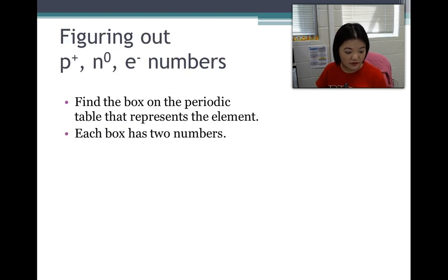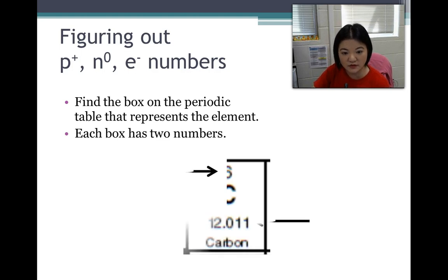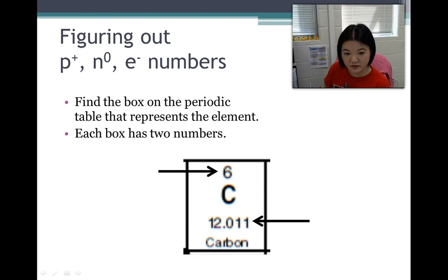Okay, this is how you figure out the numbers of protons, neutrons, and electrons in an atom. You got to find the box on the periodic table for the element that you are looking for. Each box has two numbers. The first number, usually on the top and always a whole number, is the atomic number. The second number is usually on the bottom of the box, and it usually will have a decimal point. This is the atomic mass.